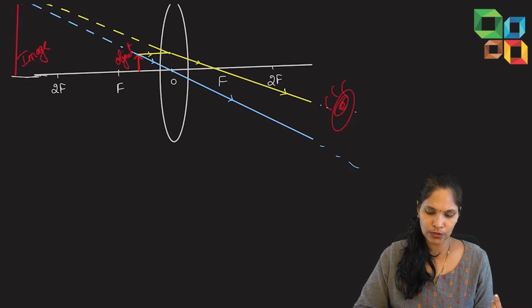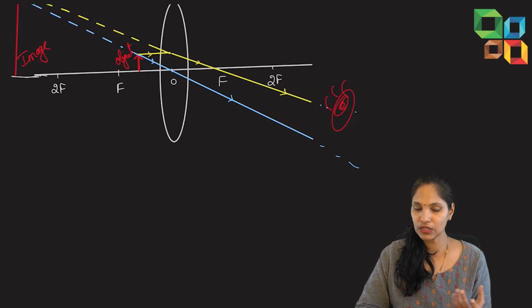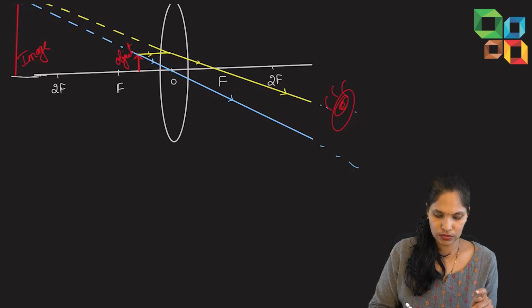It depends on where the object is between F and O. If you vary the distance a little bit, then the image position will also vary. But exactly where it will lie, it's not possible for us to say.